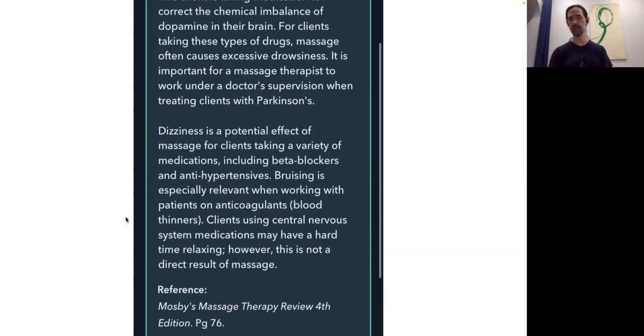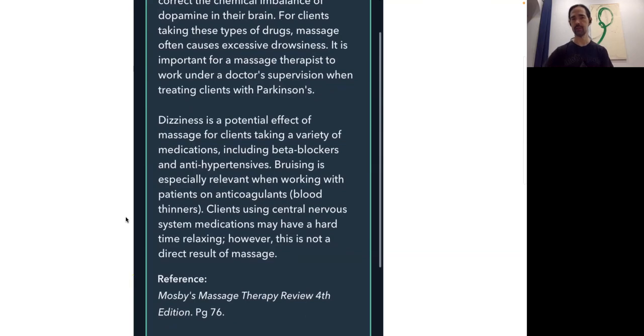Dizziness is a potential side effect of massage for clients taking a variety of medications, including beta blockers and antihypertensives. Bruising is especially relevant when working with patients on anticoagulants or blood thinners. Clients using central nervous system medications may have a hard time relaxing. However, this is not a direct result of massage.